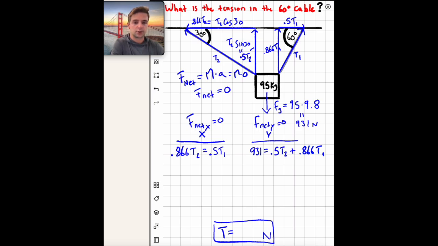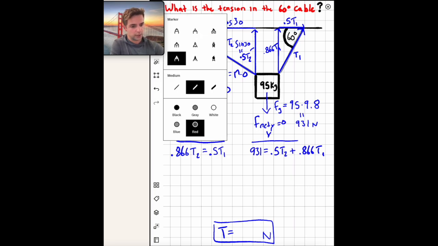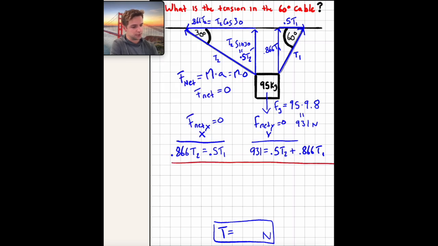We've done the trigonometry. We've set up our system of equations. If you notice now, we have two equations with two variables. Algebra tells us we can solve a system of equations if we have two variables. We need two equations, and we now have that. We're solving for the tension in the 60-degree cable, which is T1. So we want to solve for T1 here in this system of equations.